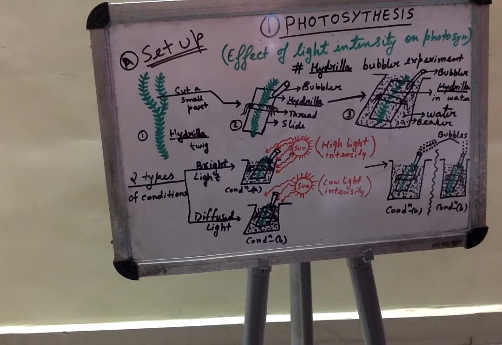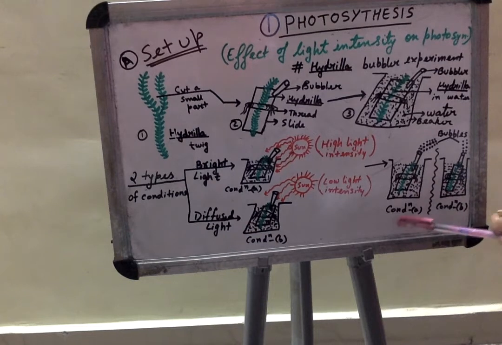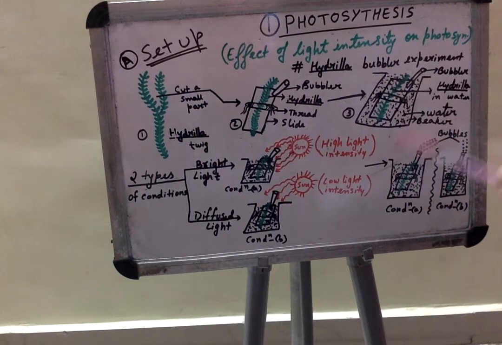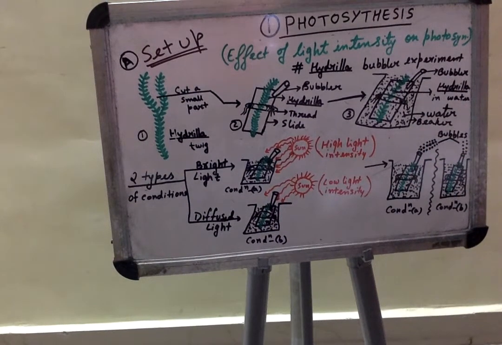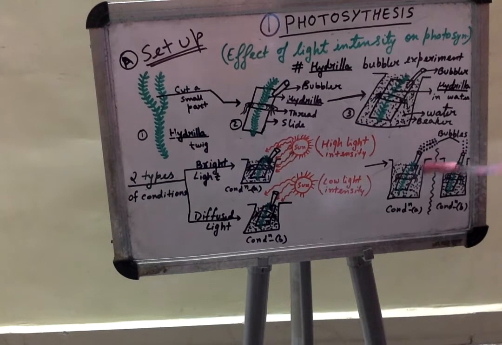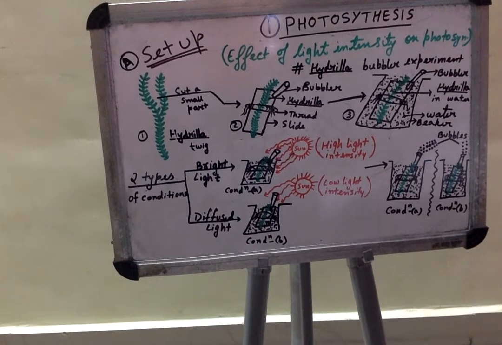You will see that in both the conditions bubbles are released from the bubbler. In this particular diagram, you can see that bubbles are released in both the conditions. Carefully note down the number of bubbles formed in both the conditions. Example, in condition number A, the number of bubbles is 19. If you count the number of bubbles in condition A, you will see that in total there are 19 bubbles released.